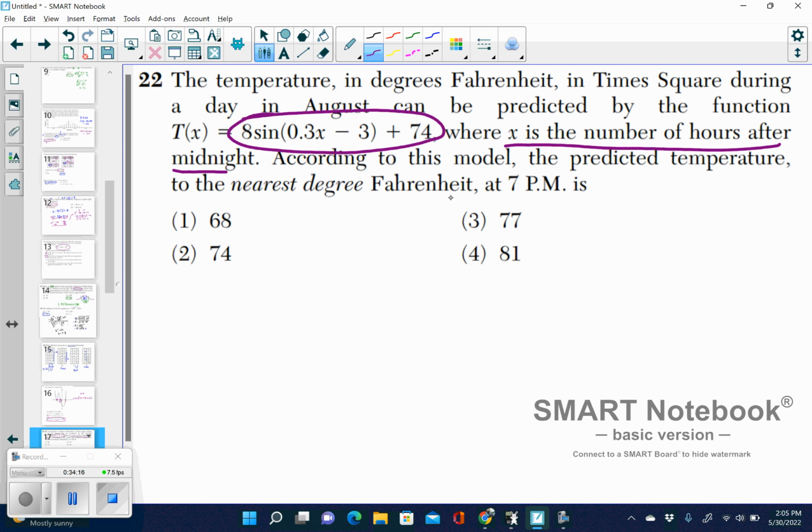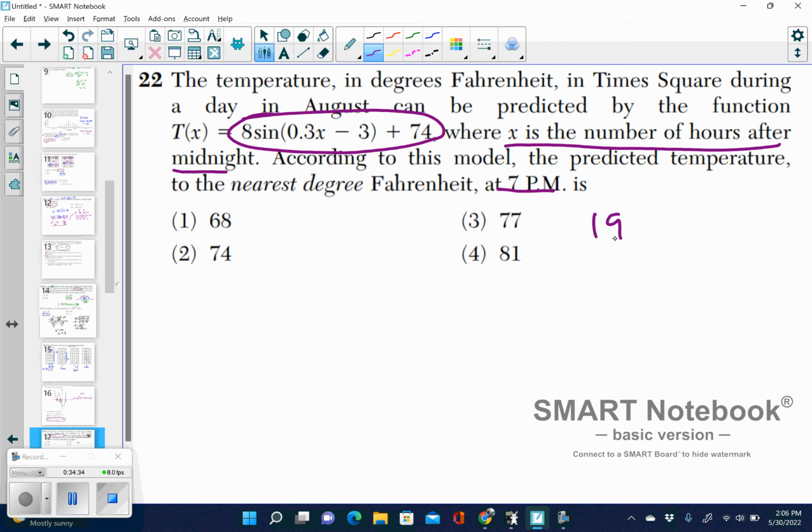What is the nearest degree at 7 p.m.? Okay. So if you look and see how many hours is 7 p.m. after midnight. So 7 p.m. is 19 hours after midnight.